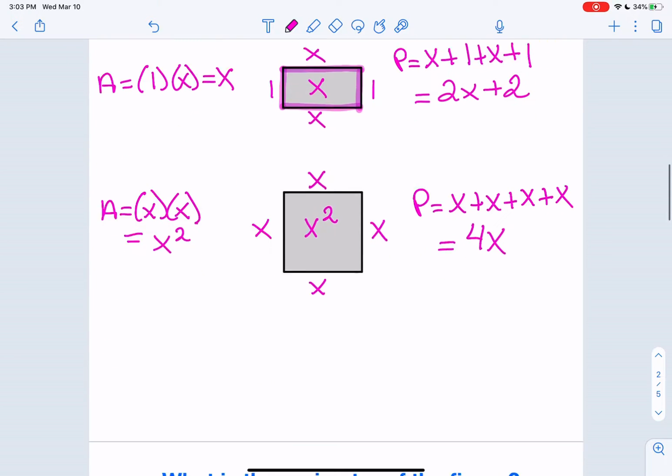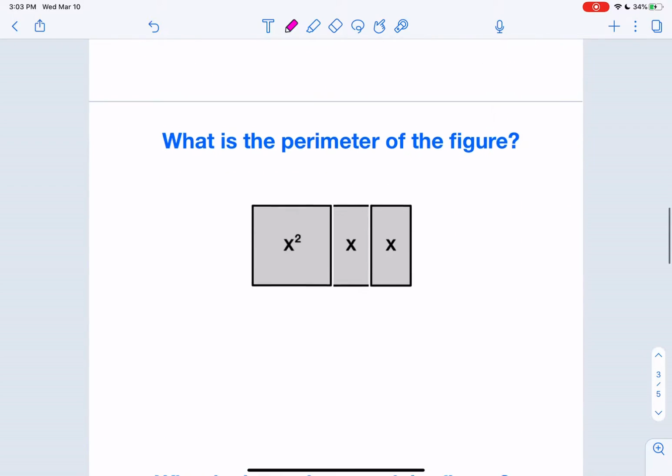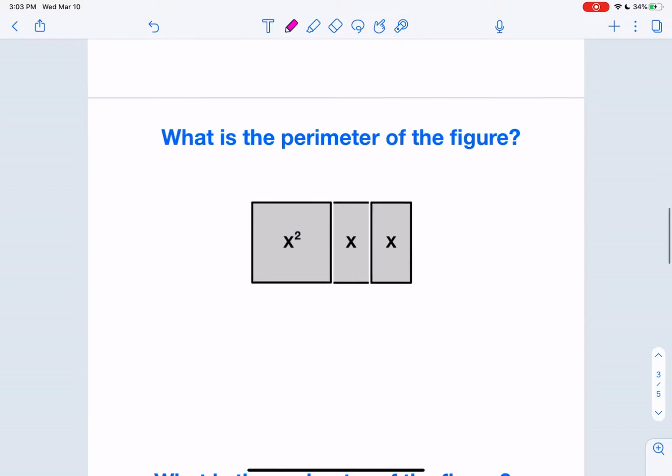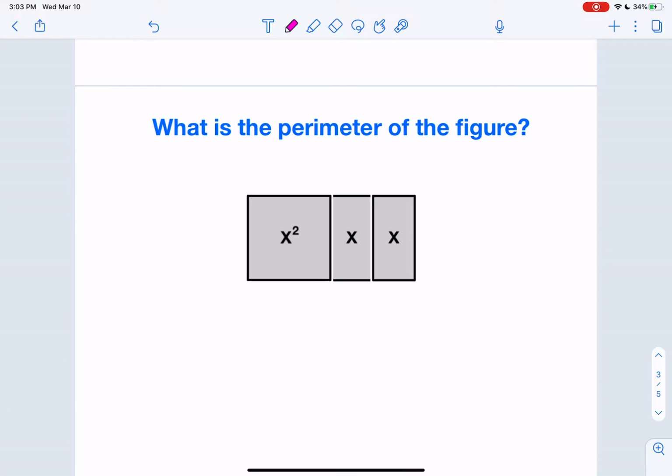All right, so let's look at our first example. Here we have one x squared tile with 2 x tiles put together. Now all we have to do to find the perimeter is add up the side lengths. So we need to add up this length plus this length plus this length, this length, this length, this length, this length, and this length.